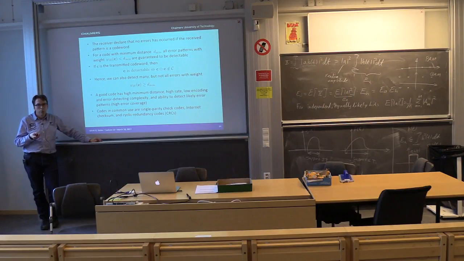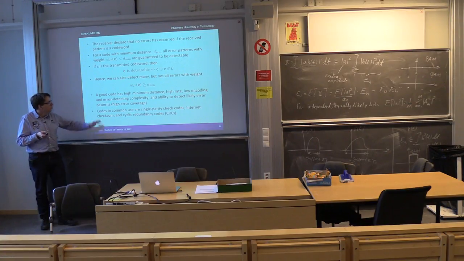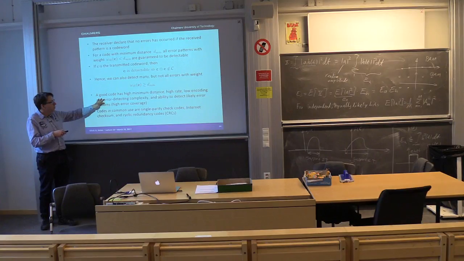Typically, when we have a code, there are certain error patterns that we know are detectable, and these are the ones which have weight less than dmin. However, we're also able to detect many more than these, but not all of them. So a good code has a large minimum distance, high rate, low encoding and error detecting complexity, and the ability to detect likely error patterns. This is what we're looking for.